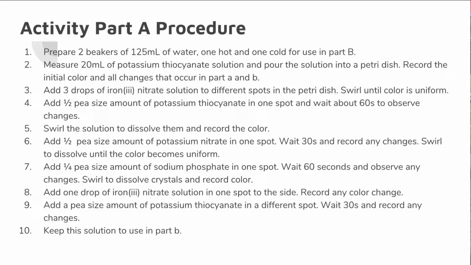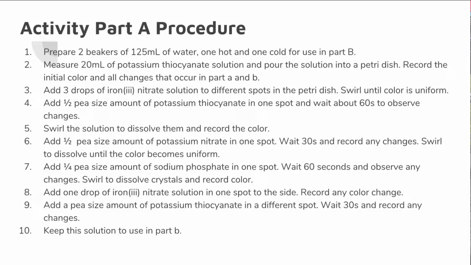Step 3. Add 3 drops of iron 3 nitrate solution to different spots in the petri dish. Swirl until color is uniform. Step 4. Add half pea-size amount of potassium thiocyanate in one spot and wait about 60 seconds to observe changes. Step 5. Swirl the solution to dissolve them and record the color. Step 6. Add half pea-size amount of potassium nitrate in one spot, wait 30 seconds and record any changes. Swirl to dissolve until the color becomes uniform.